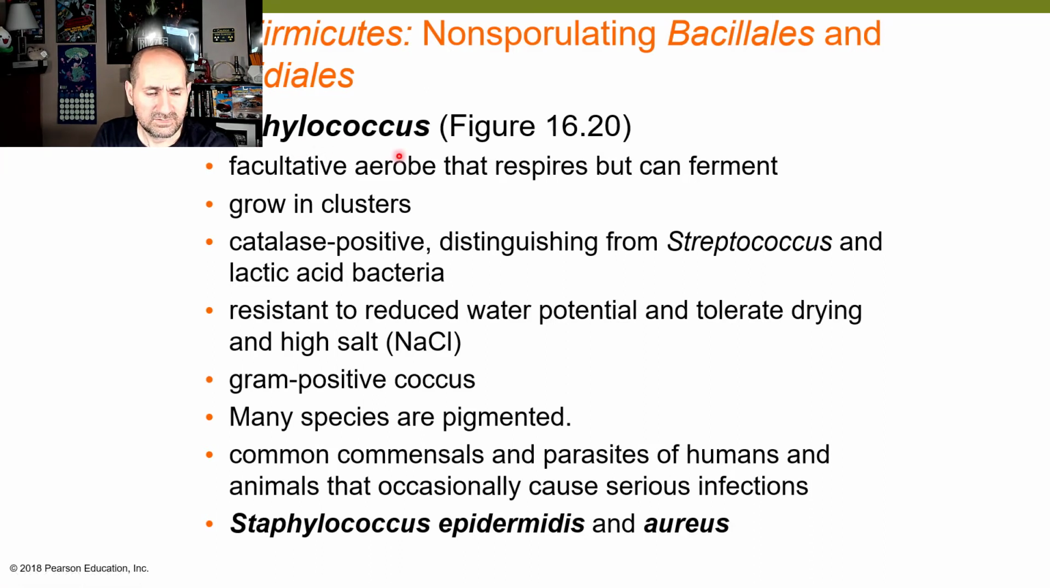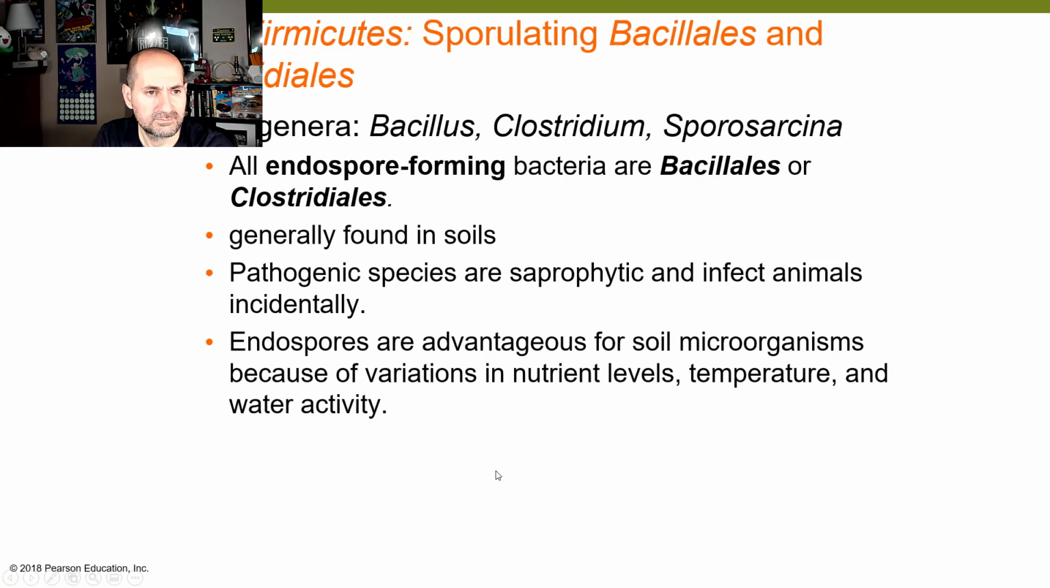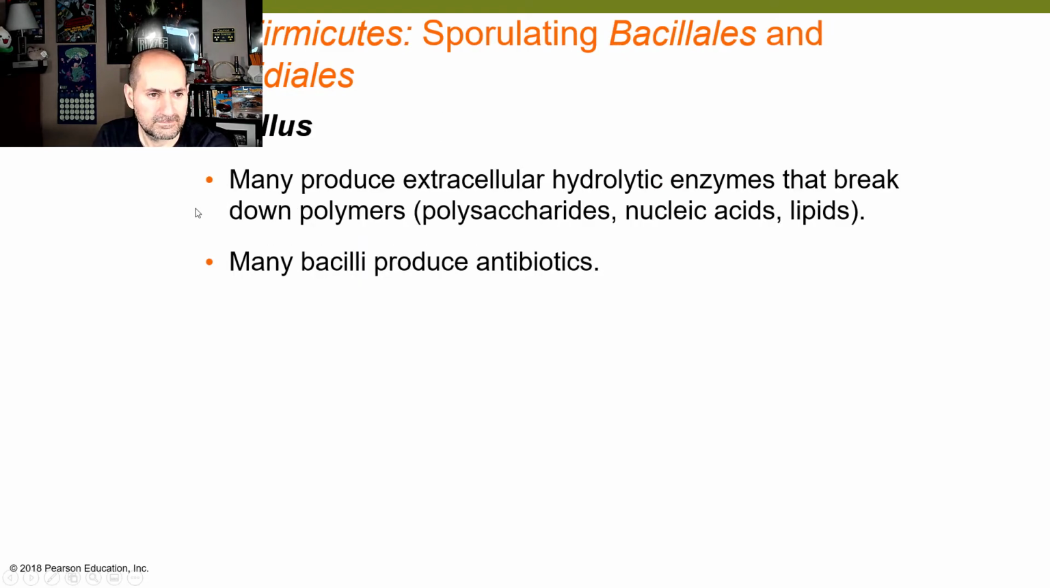Staphylococcus is important. These are, remember, a grape-like or cluster arrangement of spherical cells. The two I wanted you to know about here are Staphylococcus epidermidis and Staphylococcus aureus. These are resident skin microbiota. And then we're moving on to the endospore formers, right? The Bacillus and the Clostridium are the endospore genera. I want you to know that Bacillus and Clostridium are the endospore formers.